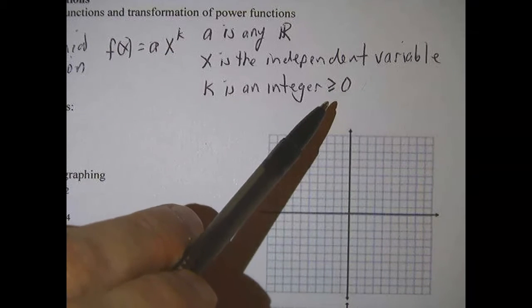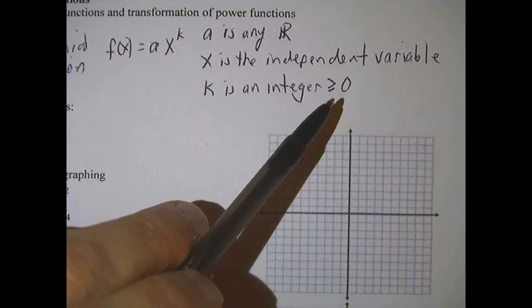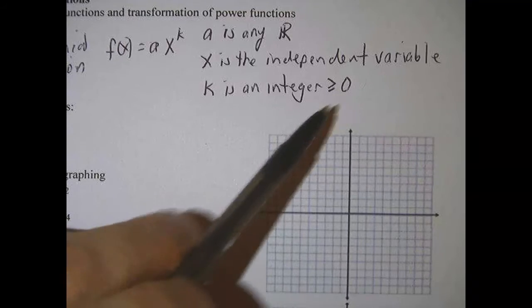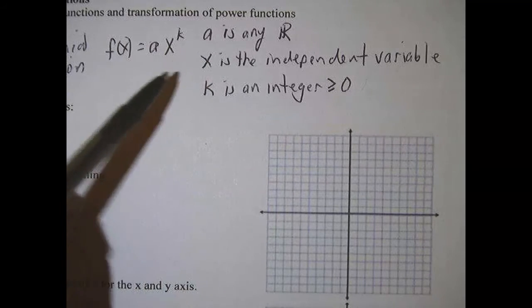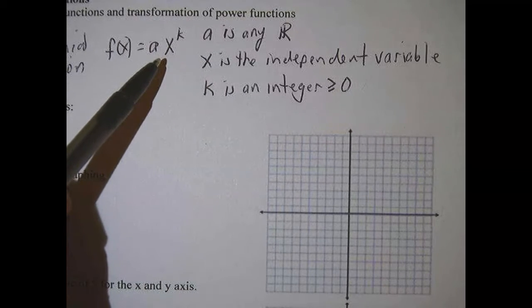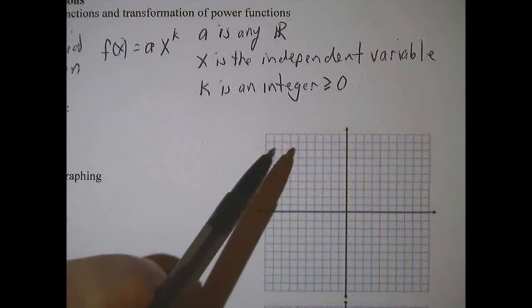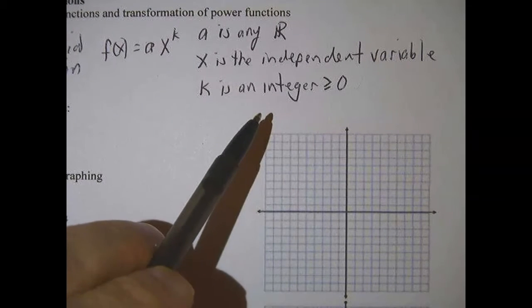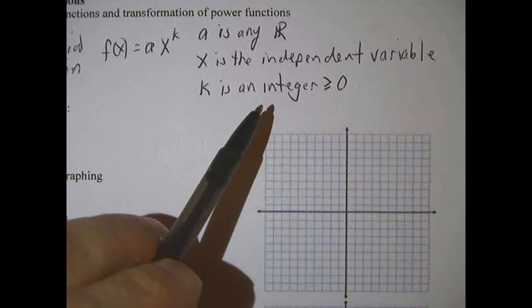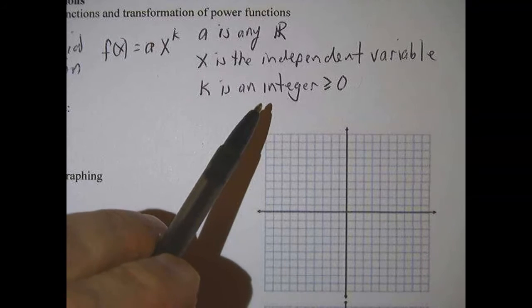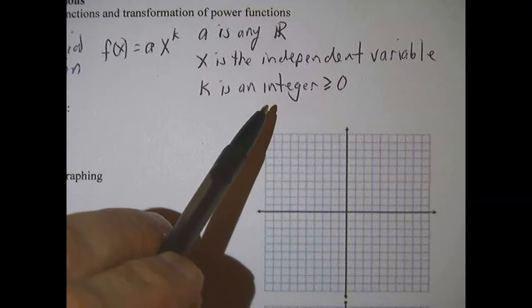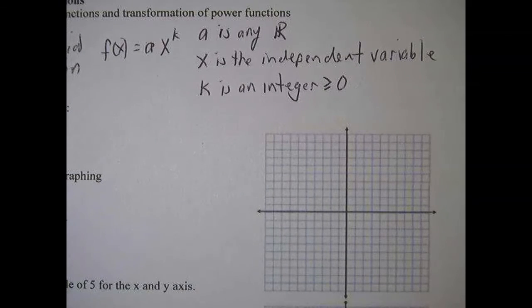It's also not going to be very interesting if k is 1, because then you're just going to have x to the first power, which is just x. That's just a linear equation. What this lesson is really about is when k is greater than 1. And it's an integer greater than 1. So we're talking about 2, 3, 4, 5, 6. We're going to separate these out into the even exponents and the odd exponents. And then we're going to get our even power functions and our odd power functions.